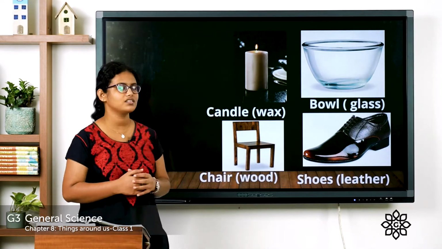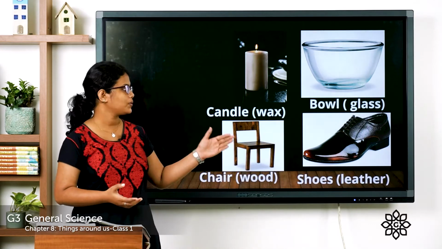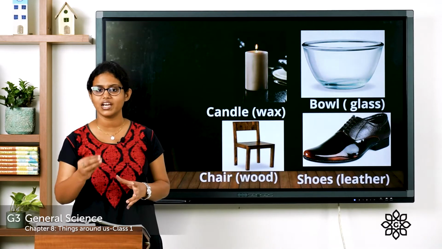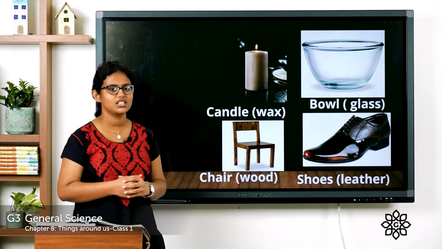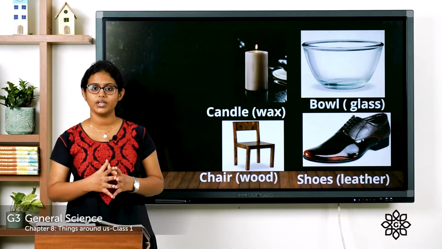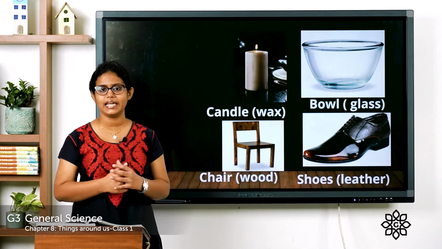The first one, it's a picture of a candle which is made of wax. What about the second one? It's a picture of a bowl which is made of glass. And next, you can see the picture of a chair which is made of wood. Then what about the shoes? It is made from leather.